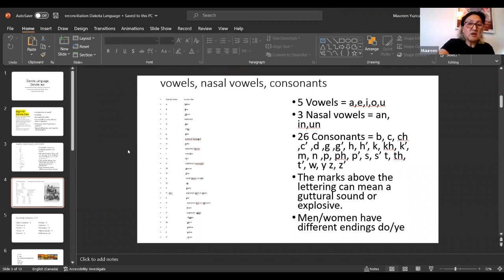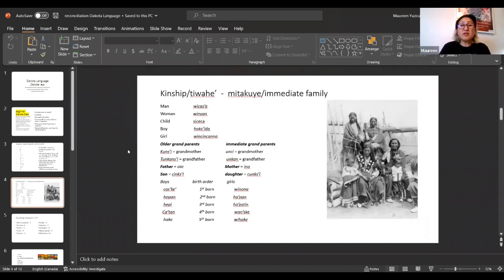Okay. And we went over kinship and tiwahe. And mitakuye is our immediate family. We always hear people saying mitakuye owasin. Mitakuye is immediate family, and owasin means everybody. Mitakuye owasin. So that's all my relatives, right? Again, we went over the tiwahe.